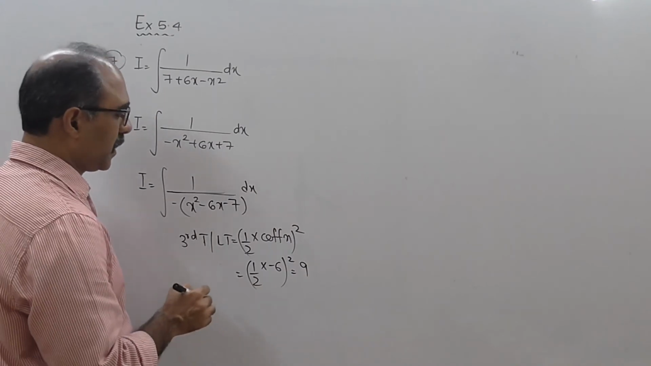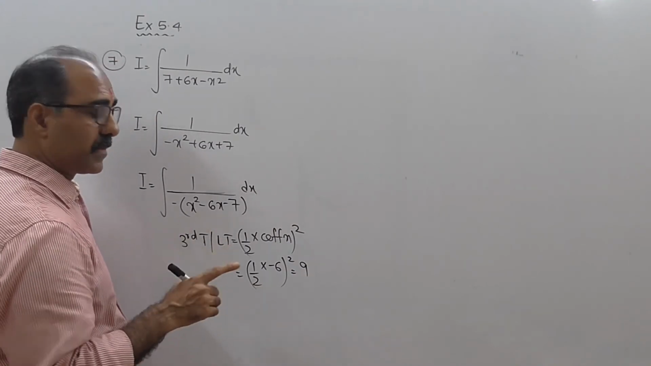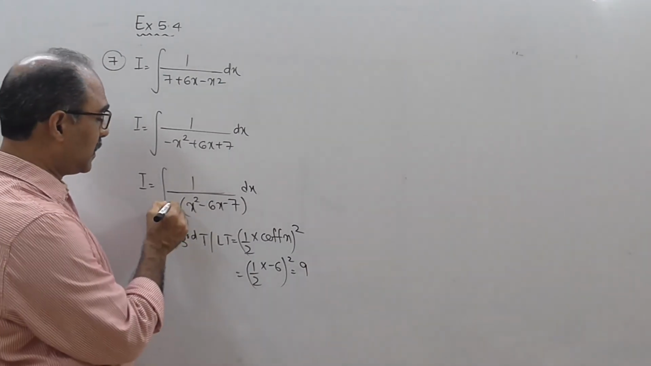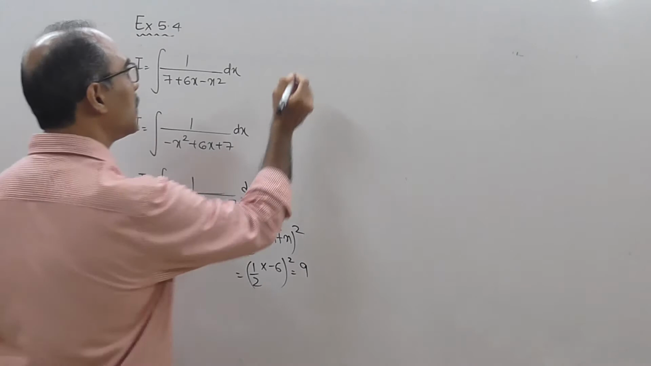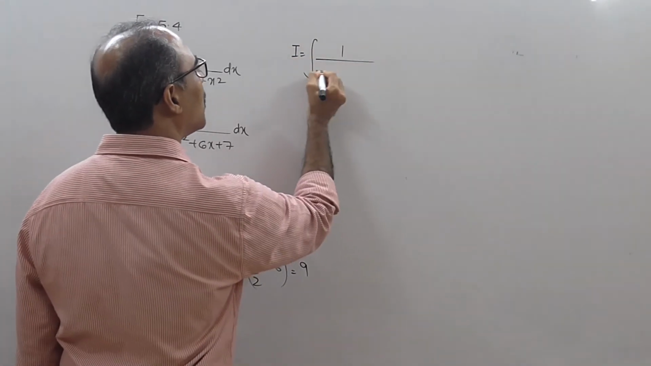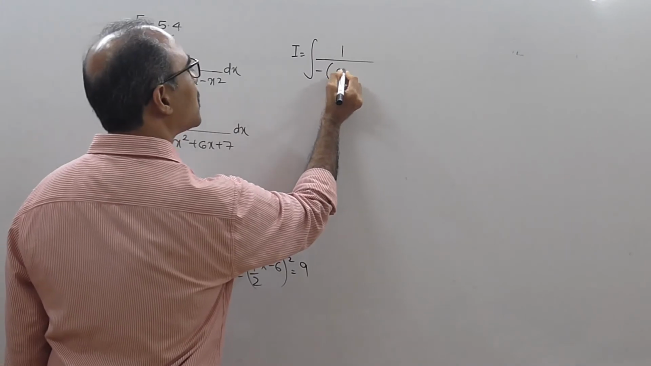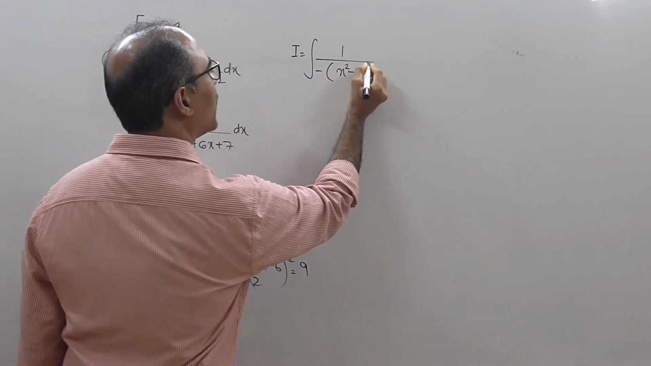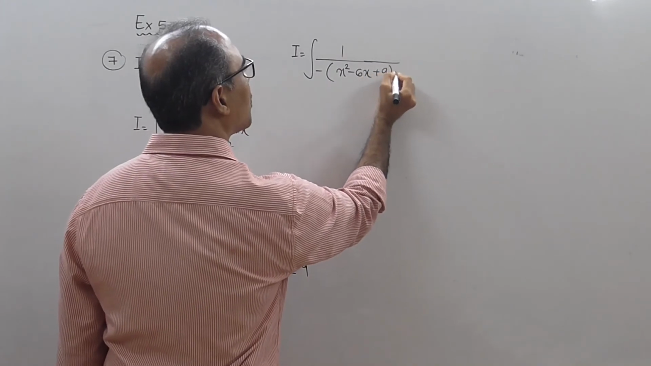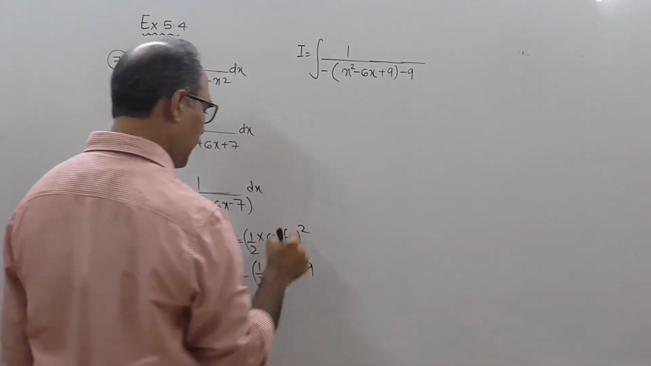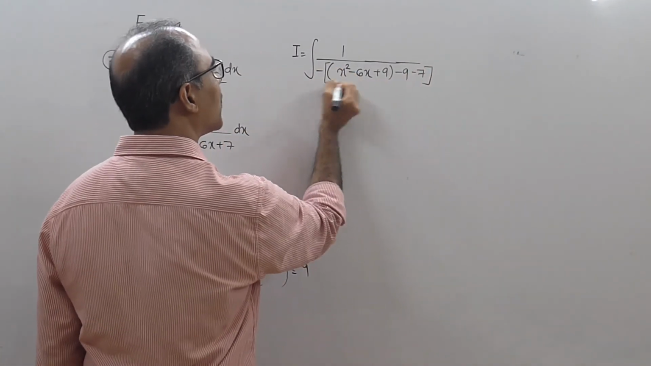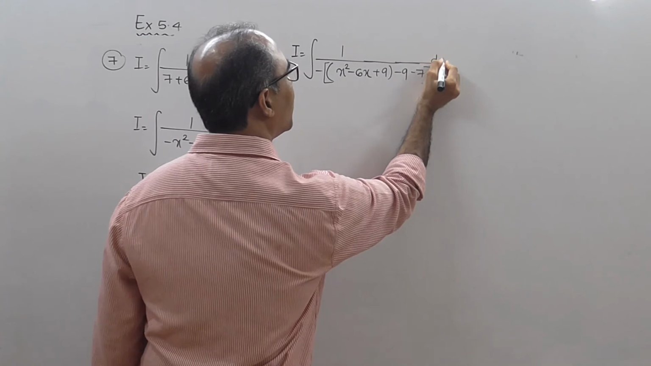See, whenever you have to find the last term, the basic rule is the coefficient of x square has to be positive. That is the reason why we take this negative outside. So we get I equal to integration 1 upon minus, this is x square minus 6x. The last term is 9, plus 9 and then you write here minus 9, minus 7, and put the entire thing in a bracket, okay, and dx.